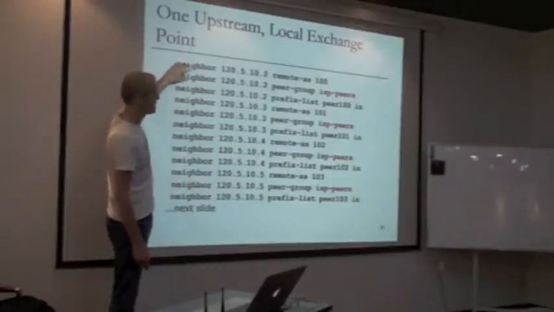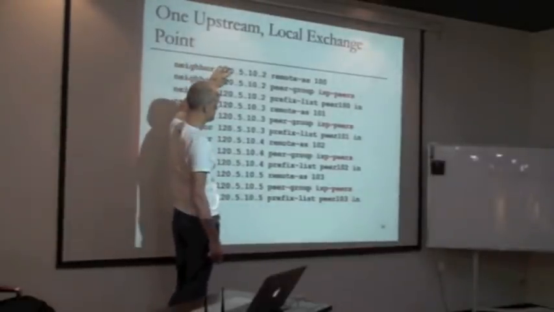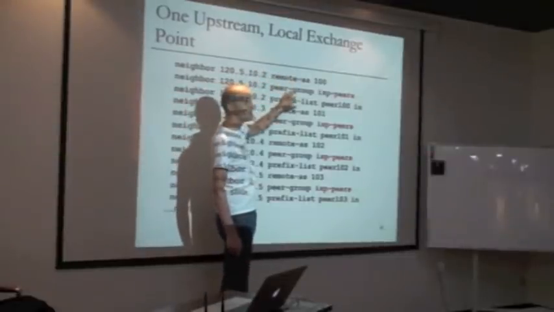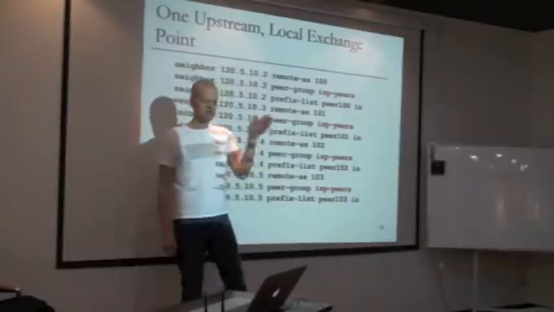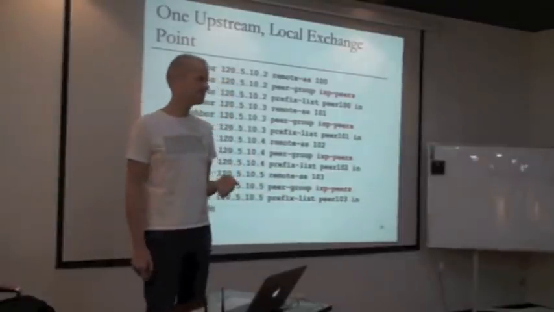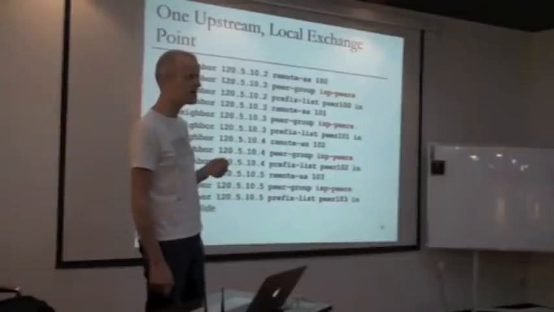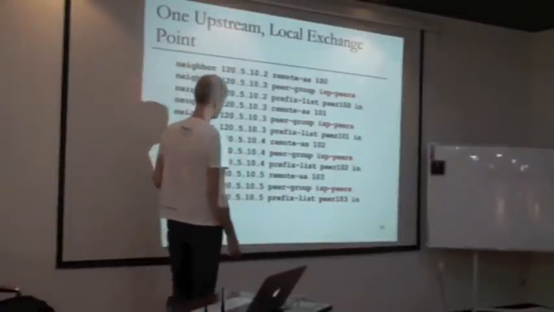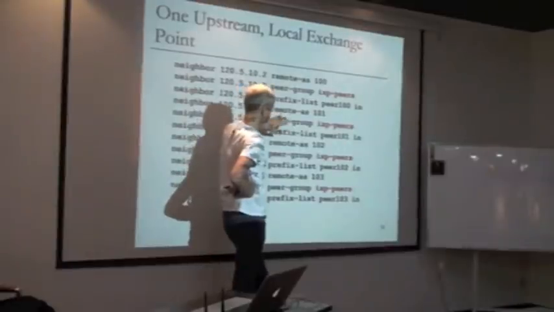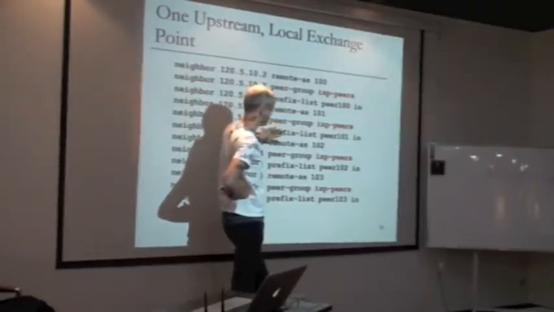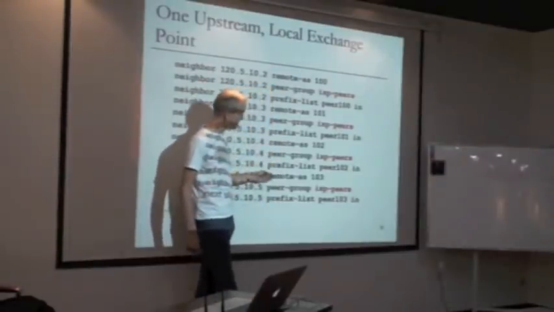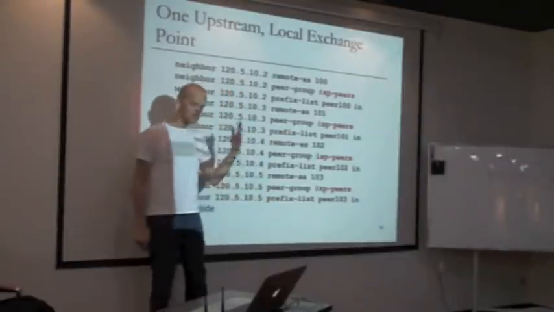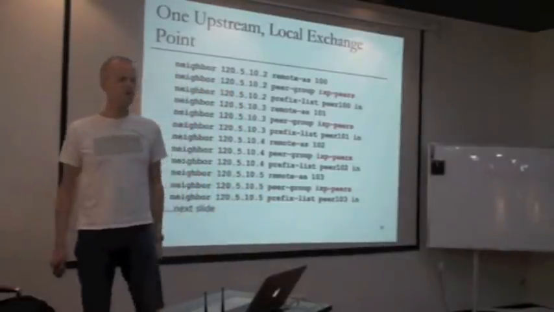And then we apply it to each neighbor. So this is ISP2, AS100, a member of peer group IXP peers, but we filter what the ISP sends us, inbound. Remember, we always have inbound and outbound prefix lists. So we filter what AS100 peer is sending us. Same for 101. Again, we apply them to the peer group, inbound filter. 102, apply to peer group, inbound filter. 103, peer group, inbound filter. And so on for all the exchange point peers.